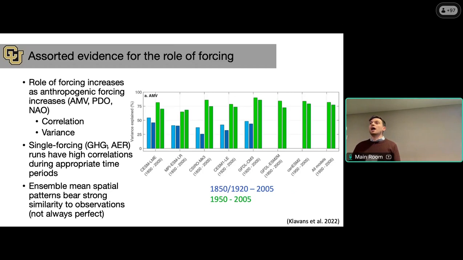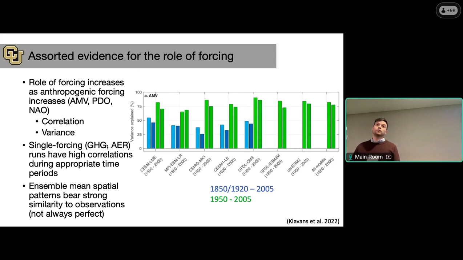And so if we start looking at the earlier time periods in our ensemble, and those are the blue bars there, starting in either 1850 or 1920, depending on when your large ensemble was initialized, you see that forcing explains less variance than when we focus on a time period where the climate is more heavily forced. And those are the green bars there, which all start in 1950. And this is for the AMV index. We see similar results for the NAO and PDO indices as well.